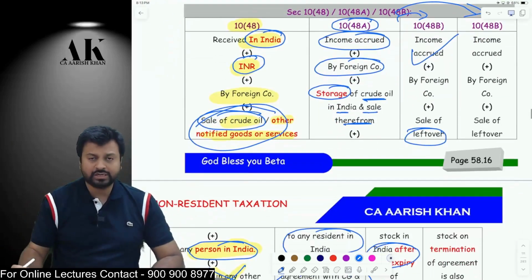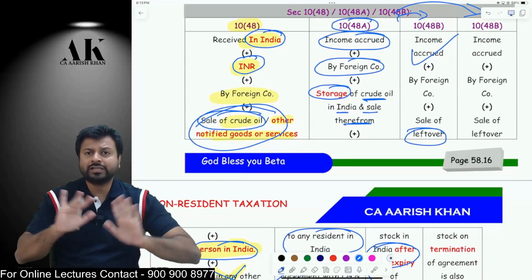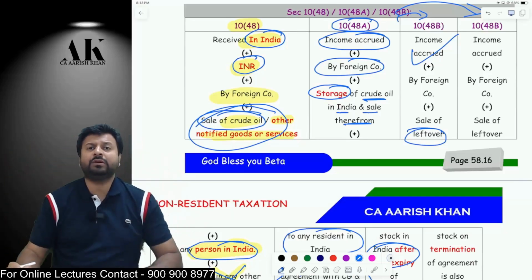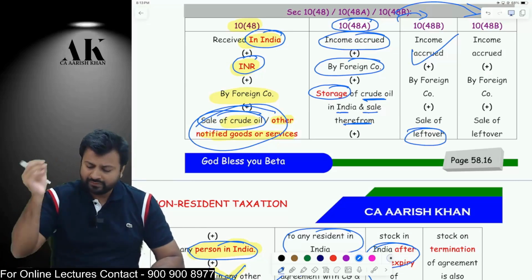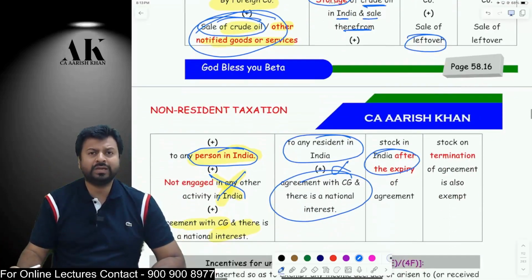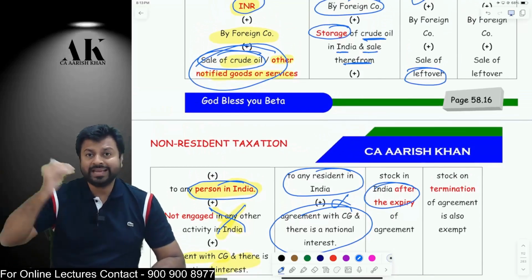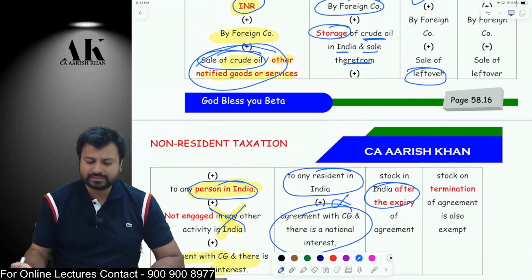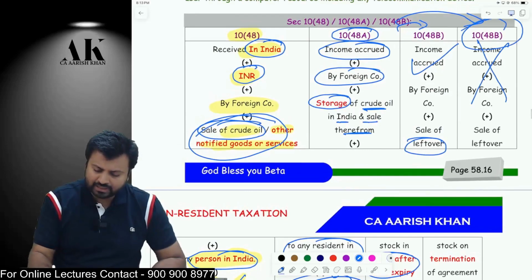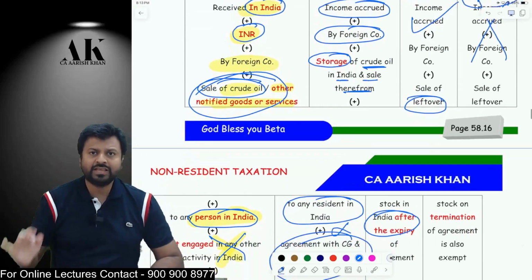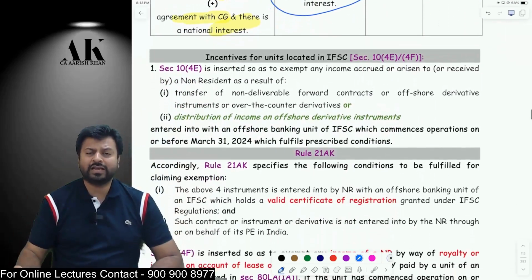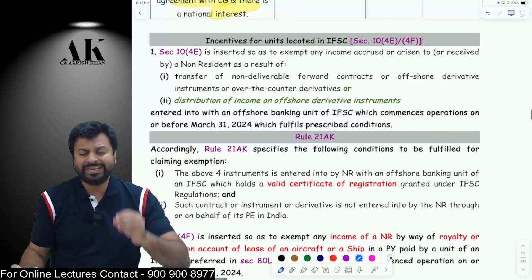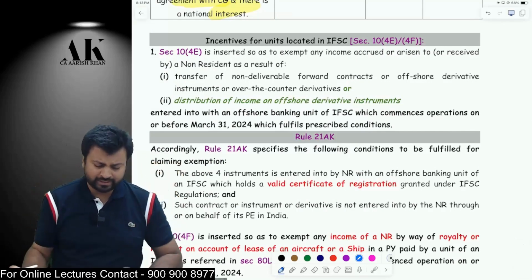Further, there is one more question. Suppose there is an agreement which has not expired but which is terminated by both parties in between. The agreement is of 5 years but we are terminating after 2 years. If we terminate and then sell the crude oil, will that also be exempt? Yes, that will also be exempt under section 10(48B). So even if the agreement has expired and you sell after that, or even if the agreement is terminated and you sell after that, that is also exempt under the income tax law. I hope it is clear to all of you.